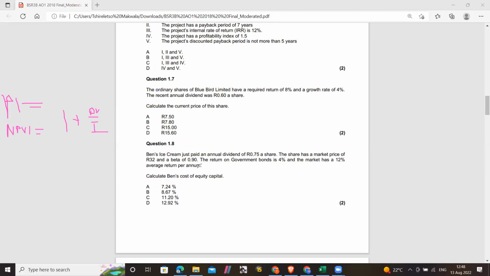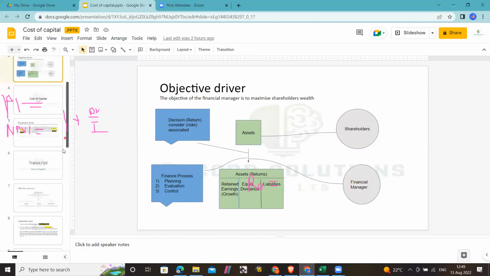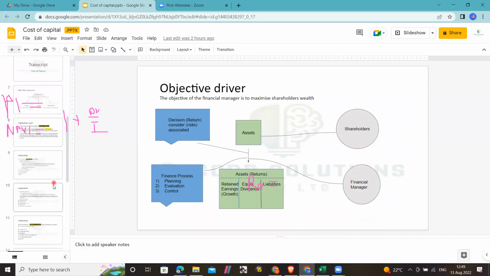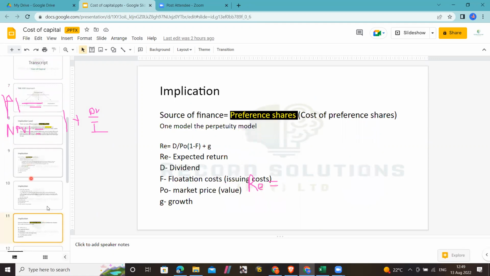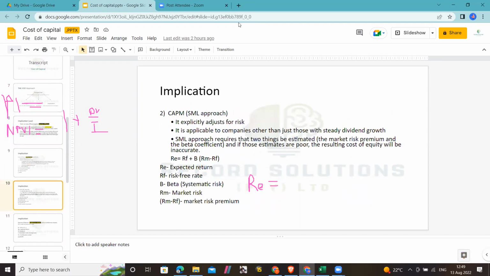So do you see that here, what information did they give us? Do you see that they didn't give us the growth here? There's no growth. So we're not using the dividend growth model, we're using the CAPM model. So I'm not gonna write the formula down this time, I'm just gonna say it. So RE equals what? Number one is the risk-free rate. Let me go here and illustrate it. So the first one is the risk-free rate.